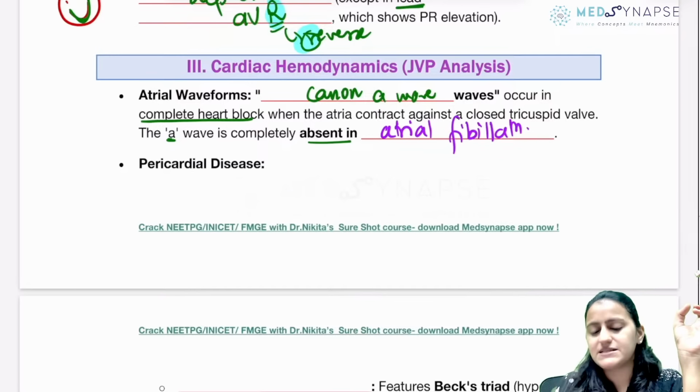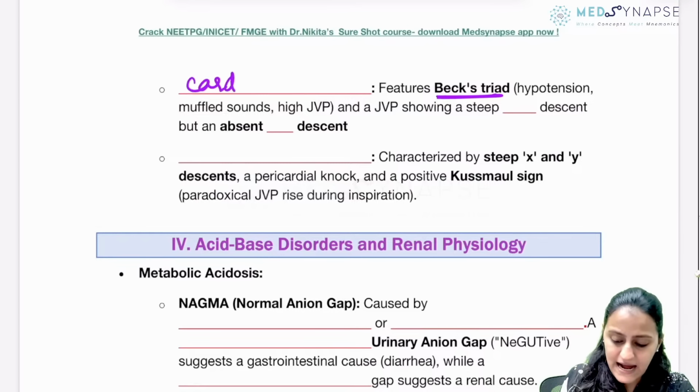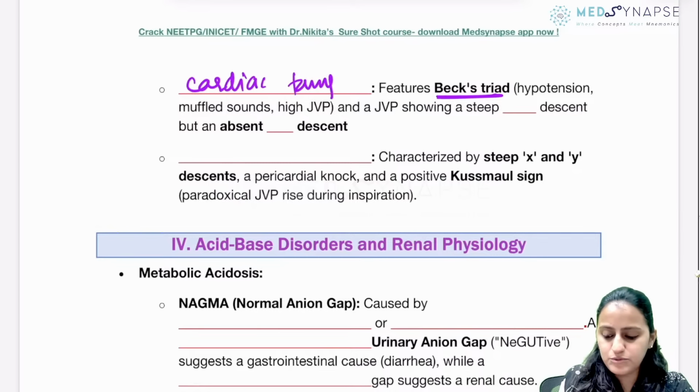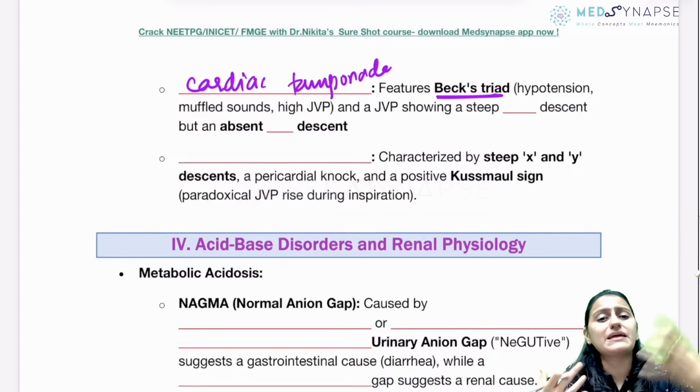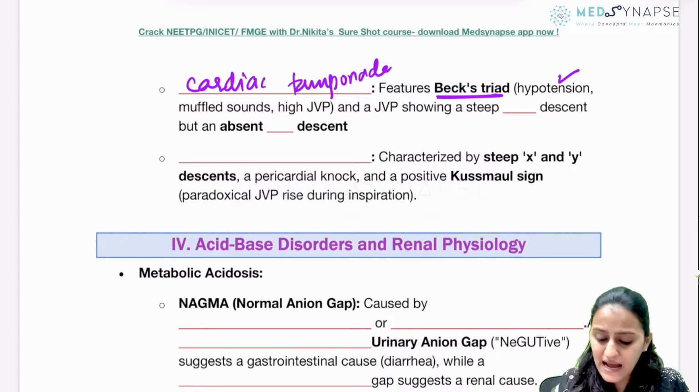Okay, atrial fibrillation. Coming to this one, where do you see Beck's triad? Beck's triad is not constrictive pericarditis, it is cardiac tamponade. Remember, it is cardiac tamponade which has Beck's triad, right? Tamponade, a lot of fluid or blood accumulating in the pericardium suddenly. So you have Beck's triad, which is hypotension, muffled heart sounds, and a high JVP.